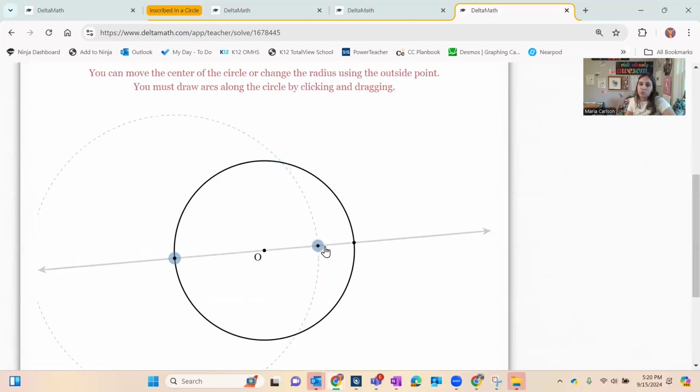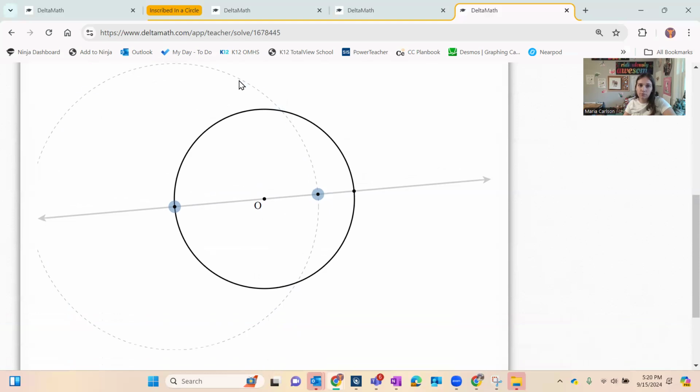And then I want to approximate where I think the perpendicular bisector would be through this diameter. And so I think it would be about up here and maybe down here. I am not going to intersect the circle at all when I draw these lines, because if I do, that's going to create a point that Delta's going to want to use.